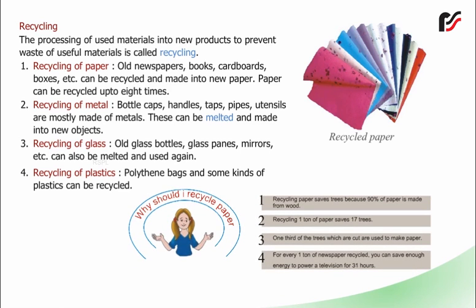1. Recycling paper saves trees because 90% of paper is made from wood. 2. Recycling 1 ton of paper saves 17 trees. 3. 1/3 of the trees which are cut are used to make paper. 4. For every 1 ton of newspaper recycled, you can save enough energy to power a television for 31 hours.